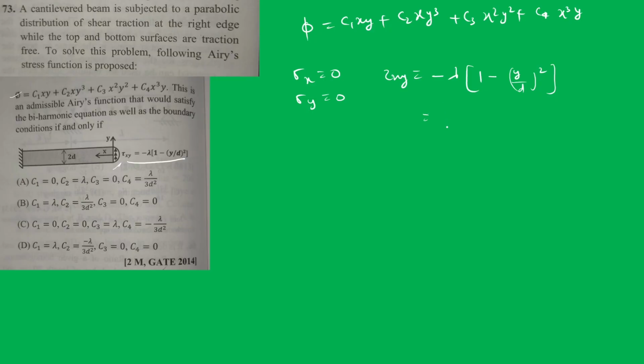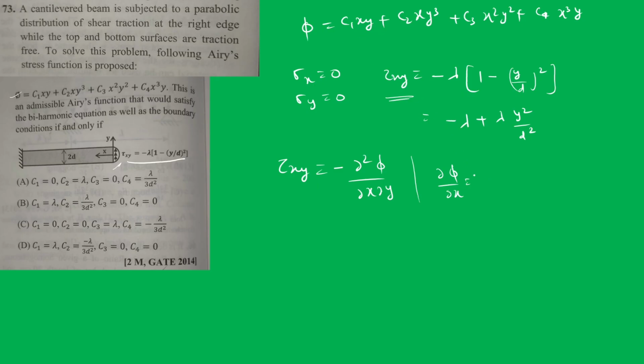If I simplify it, this is minus lambda plus lambda times y square by d square. I have opened it and simplified this one. That is tau xy. Now, what is the value of tau xy? Tau xy is equal to minus dou square phi by dou x dou y. So let us first find out dou phi by dou x.